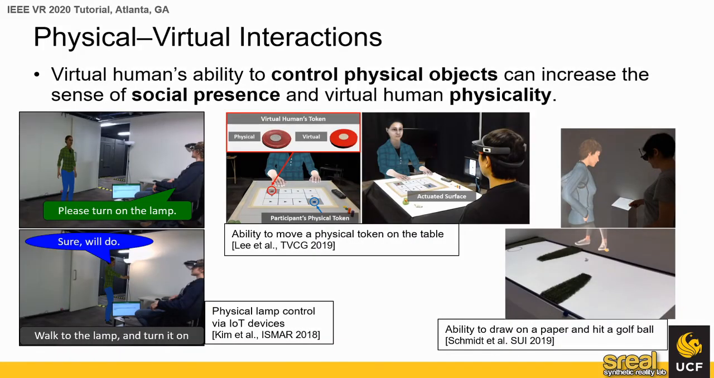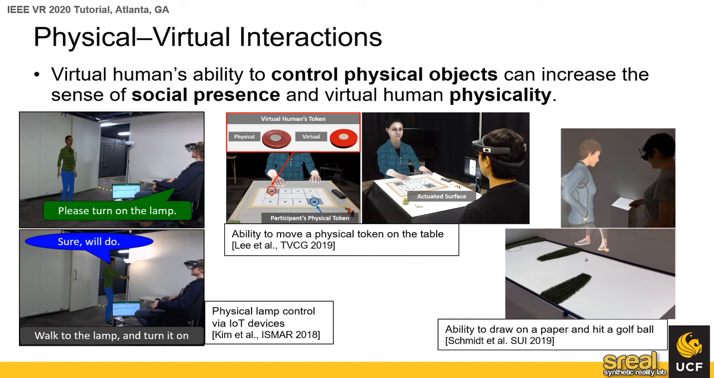We also developed multiple virtual human prototypes that could physically control the real objects in the surrounding environment. For example, we used an IoT-embedded floor lamp so that the virtual human could walk towards the lamp and perform realistic human gestures to turn the lamp on and off.